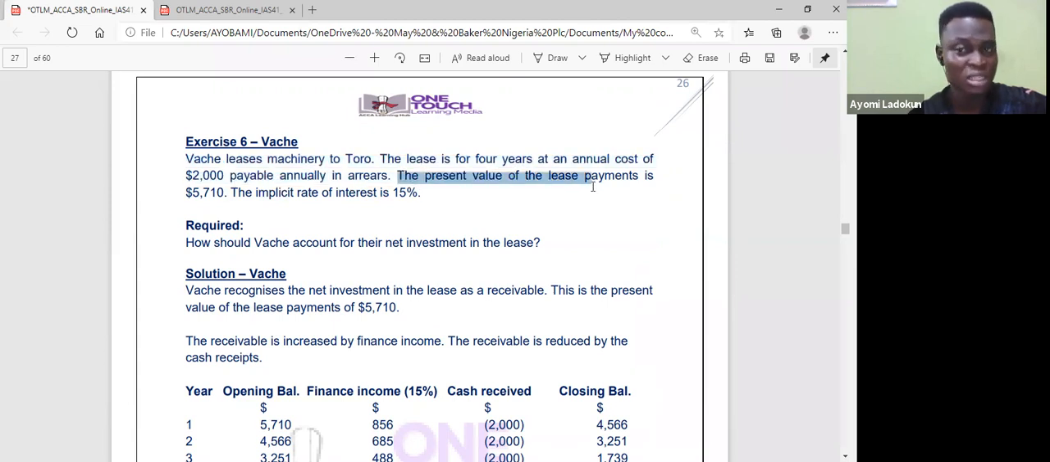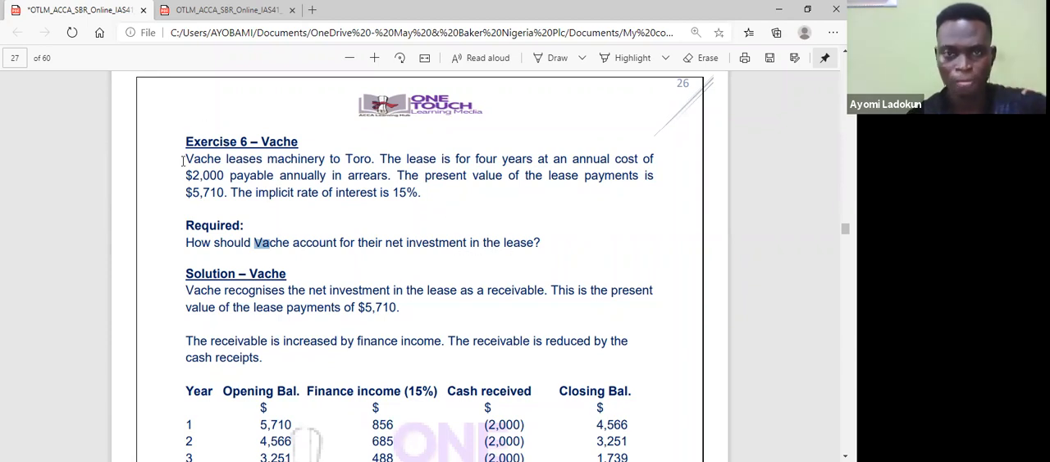So if you did not give me this present value, I know how to do present value. Everybody should know how to do present value by now. Because you have learned present value, that's why I'm not picking questions that still require us to do present value. But he has already computed it for us here, 5,710. Okay, 5,710. So the interest rate implicit is 15%. So how should VACH account for their net investment in lease?